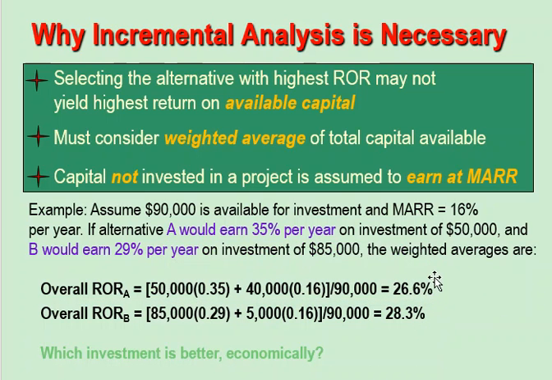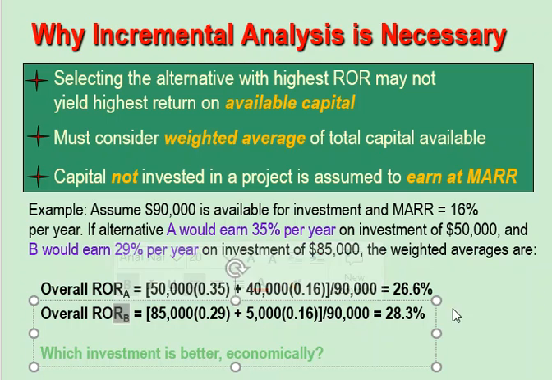Now I have a detailed picture of my investment, because I considered all the available investment, which is 90,000. For the first one, it gave me 26%. For the second one, it gave me around 28%. For sure, what's better for me is to go with alternative B.